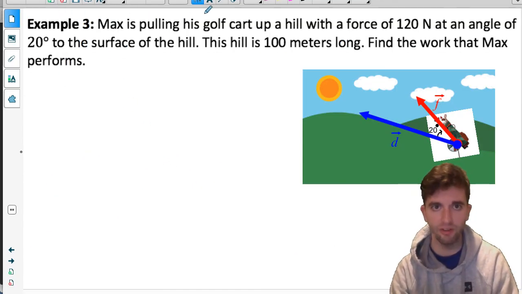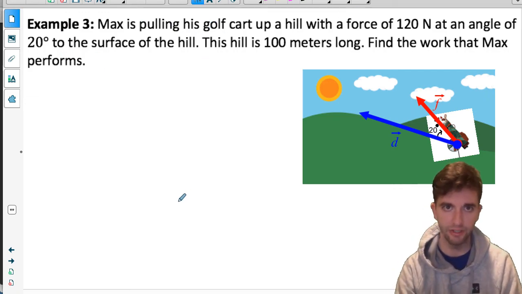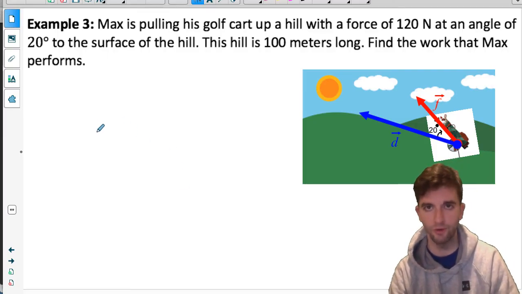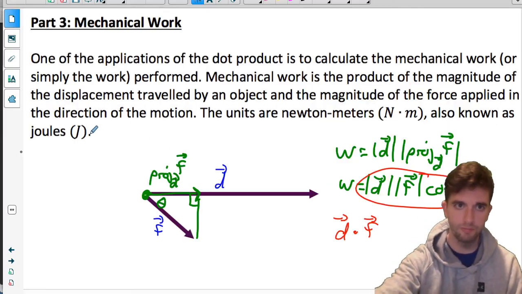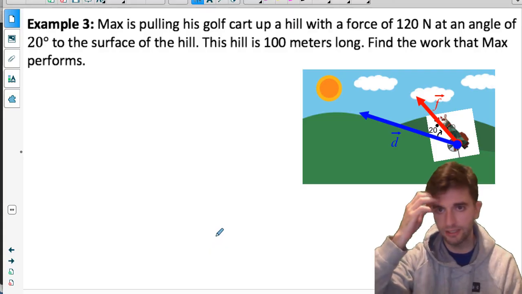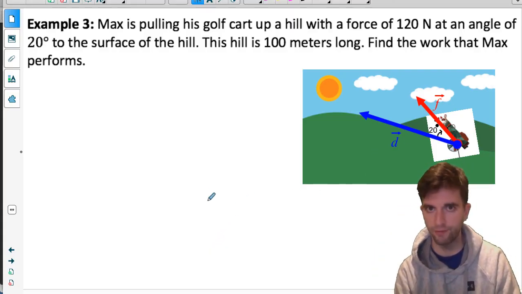Example 3, Max is pulling his golf cart up a hill with a force of 120 newtons at an angle of 20 degrees to the surface of the hill. This hill is 100 meters long. Find the work that Max performs. So we established right here that when we're calculating work, really what we're doing is we're finding the dot product between the displacement and the force vector. So all I have to do is find the dot product between the displacement and the force vector in this diagram.